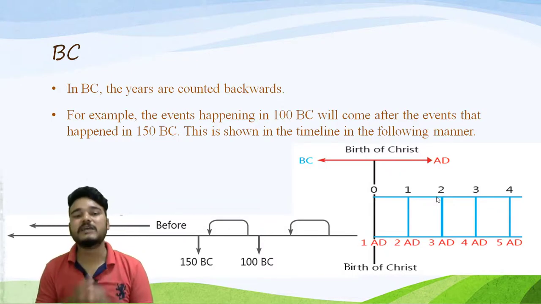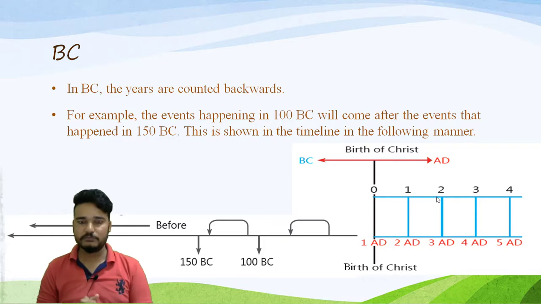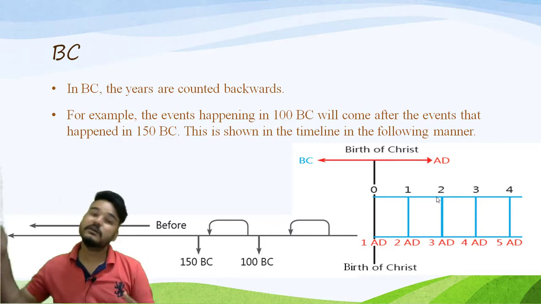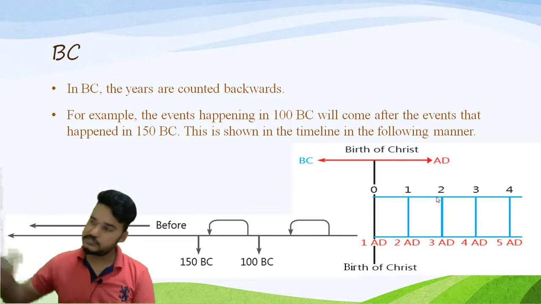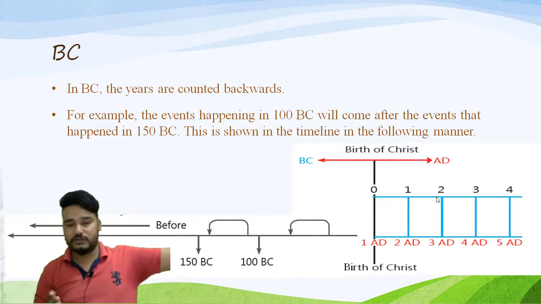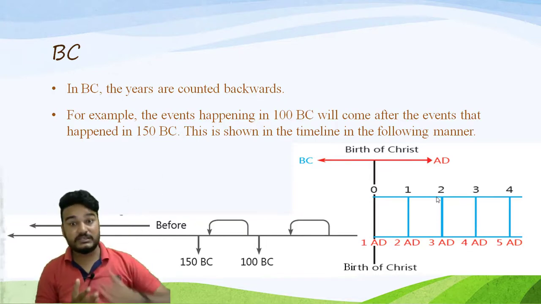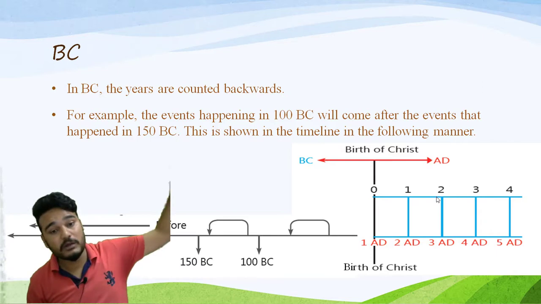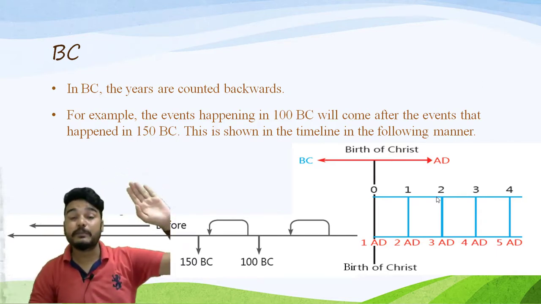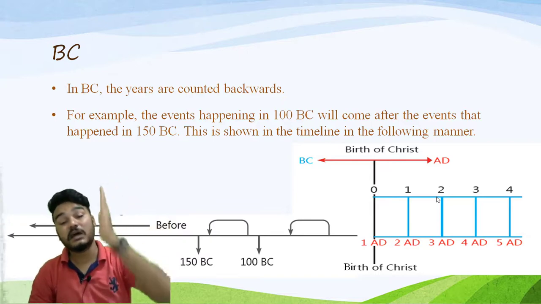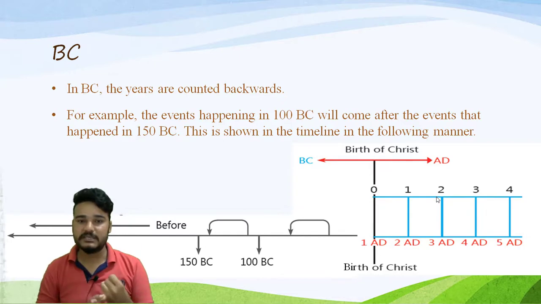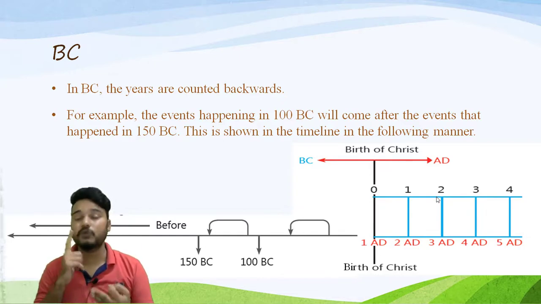Now we will learn what BC is actually about. BC years are counted backwards. Backwards means, normally we count 1 2 3 4 5 6 7 8 9 10 and 100 is bigger. Likewise when we go to the left, 1 2 3 4 5 minus, so that will be far from us. 150 BC means 150 years before Christ was born. We count BC backward; it is before Christ.